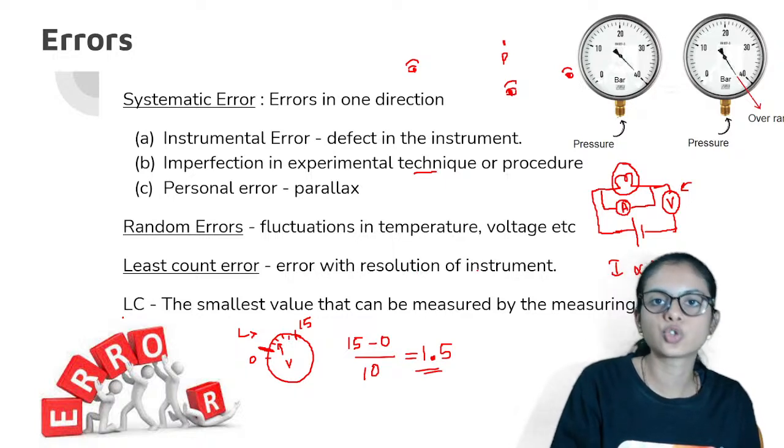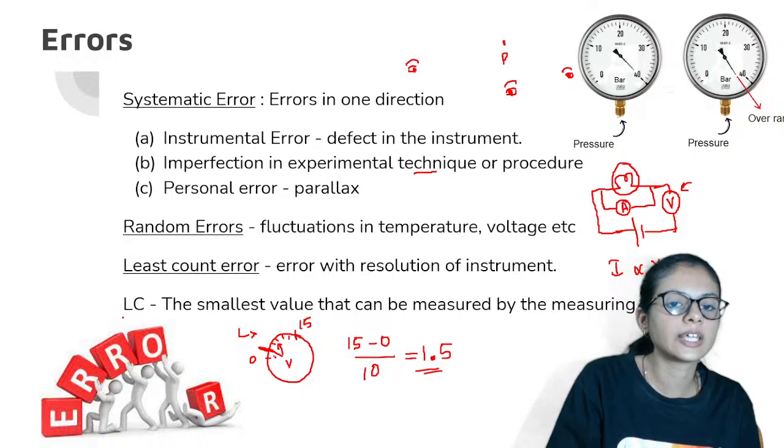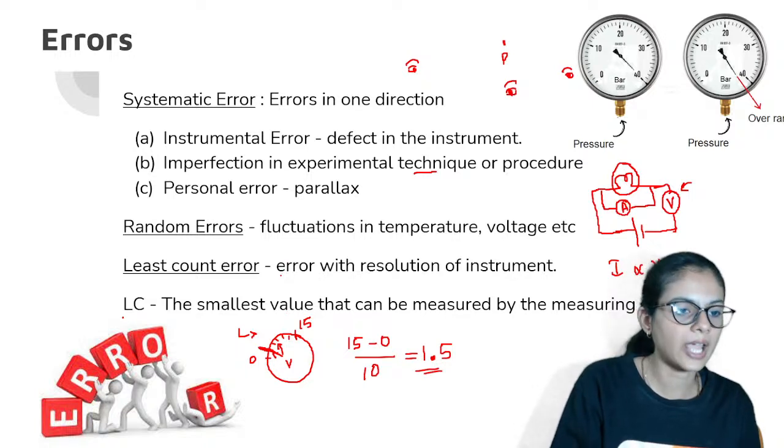Errors with the resolution of the instrument. Resolution is nothing but the pointer not pointing exactly at a particular mark. So this is called least count error, error in the least count.